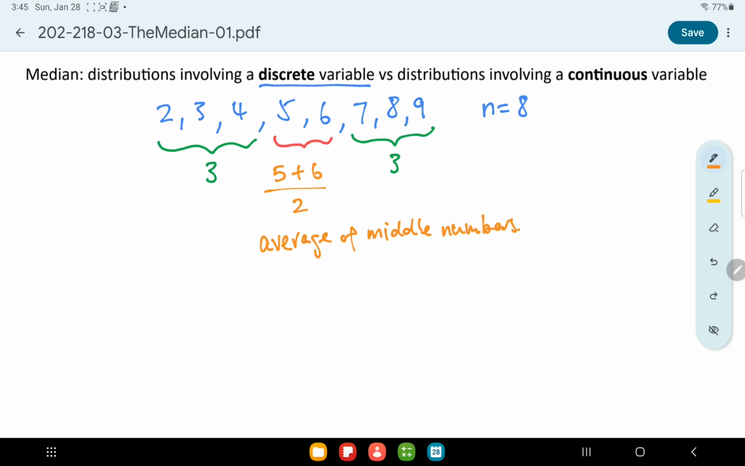Are you with me? Okay, well, the average, easy peasy, 5 plus 6 is 11. 11 divided by 2, we get 5.5. So to the question, what is the median of this distribution? The answer is 5.5, right there.